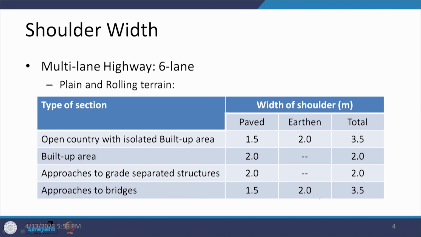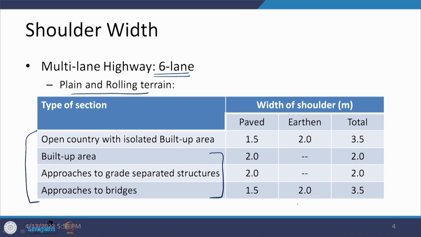The leftover portion was related to the multi-lane highways and specifically to the 6-lane highways. In the case of 6-lane highways, when we look at the plain and rolling terrain, the conditions for the categorization of the information remain the same. You have 4 categories. One is related with the open country, another with the built up area, the third with the approaches to the grade separated structures, and the fourth with the approaches to bridges. The last 3 categories are more of a constrained nature as compared to the first one, where the land is available on the sides.